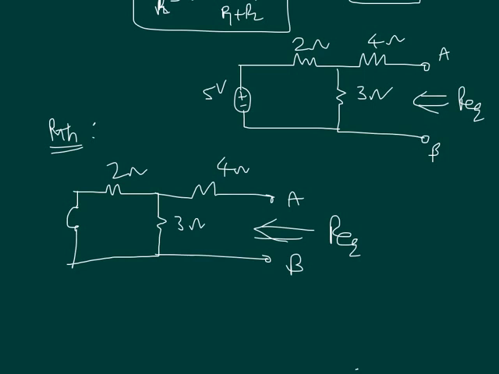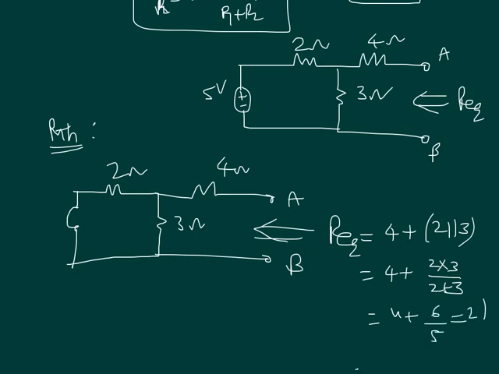And here if you observe, this 2 ohms and 3 ohms are parallel and in series with the 4. Clear? So the equivalent equals this 4 ohms in series with the parallel combination of 2 and 3. The parallel combination equivalent resistance is 2 into 3 by 2 plus 3, so that equals 4 plus 6 by 5, that equals 26 by 5, that equals 5.2 ohms. This is RTH.